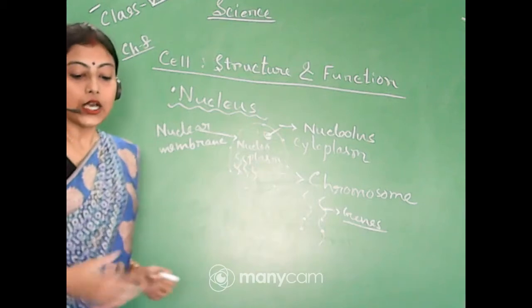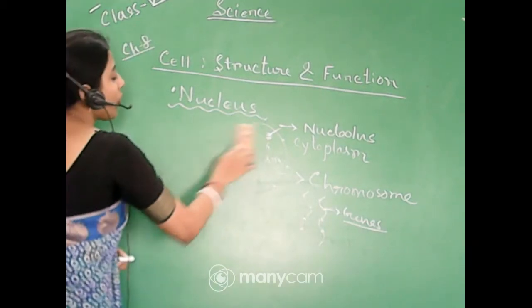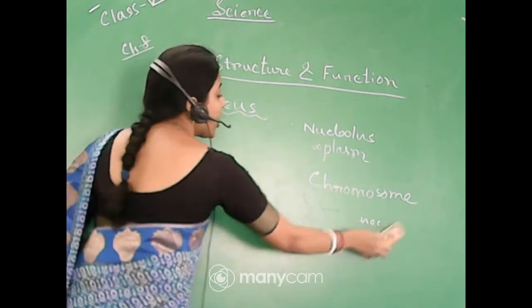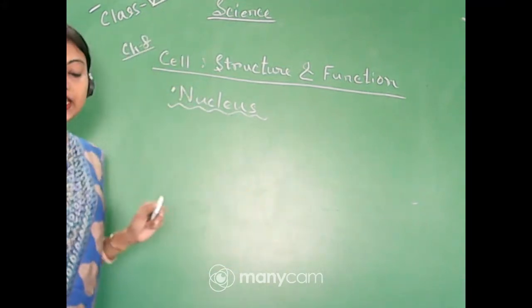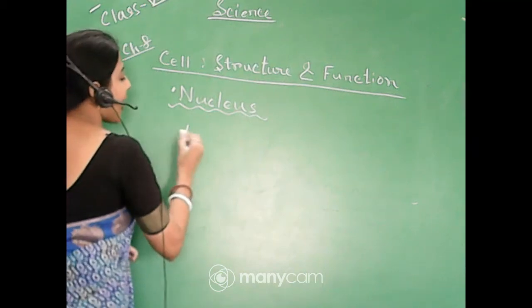Okay, so now we have another portion of the chapter, that is the plant cell and animal cell. But before that, we will be discussing the difference of the nuclear material in the case of prokaryotes and eukaryotes.